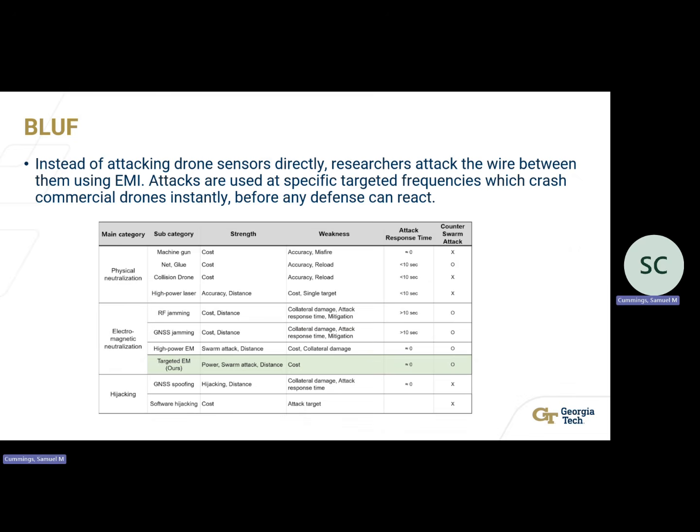Bottom line up front. This paper covers an attack on drones using EMI injection. EMI injection is electromagnetic interference injection, where an attacker can target a specific frequency to crash commercial drones immediately. The table below shows this attack highlighted in green as it compares to other current anti-drone attacks.